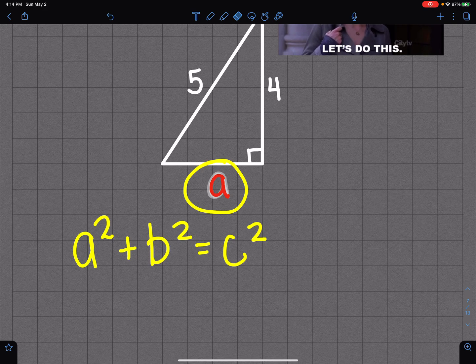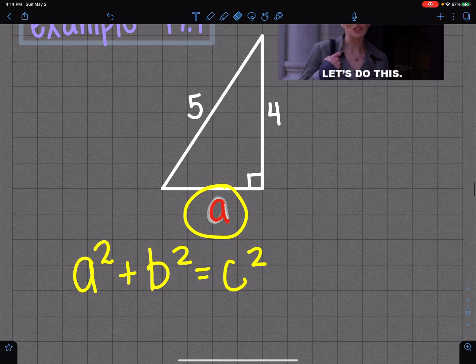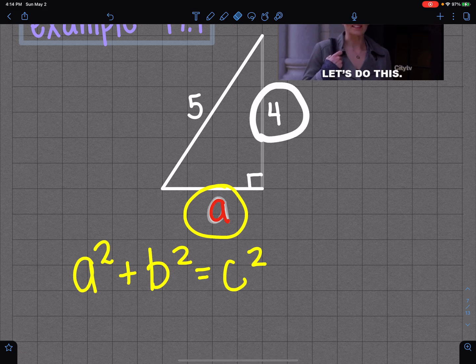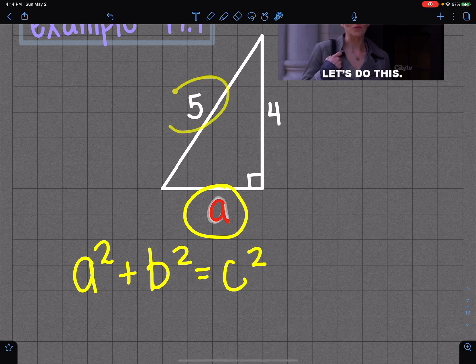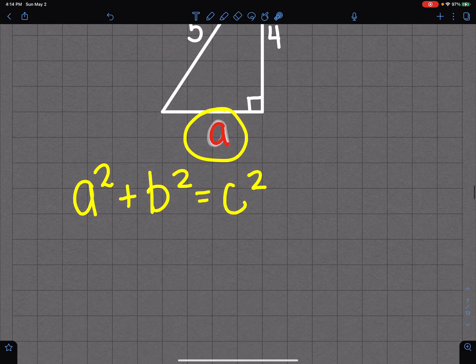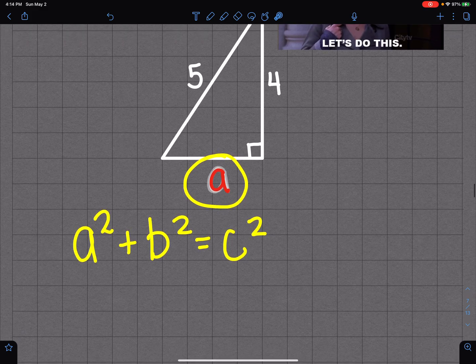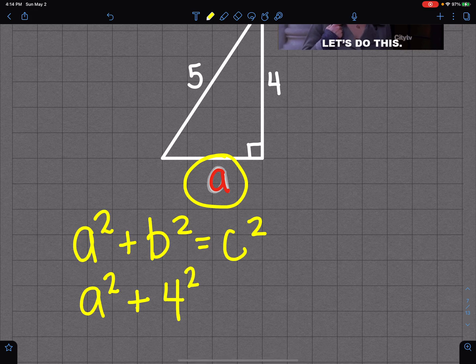So the only trick, in order to get this right, is you have to correctly identify the legs, which are A and 4, and the hypotenuse, which is that 5. And then you can't get it wrong. You're unstoppable. All right, so let's fill in what we know. It's going to be a squared, that's going to be one of the unknowns, plus b squared. Now b is going to be 4. Right there, okay? And then we're going to say equals c squared. C in this situation is 5, so it's going to be 5 squared.